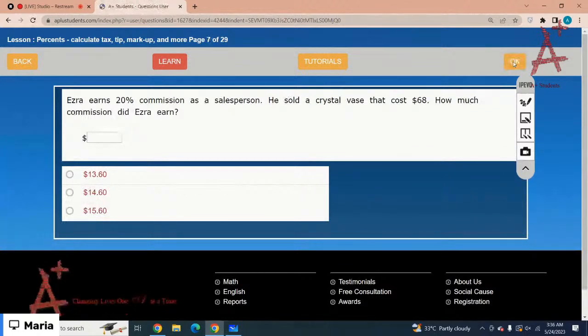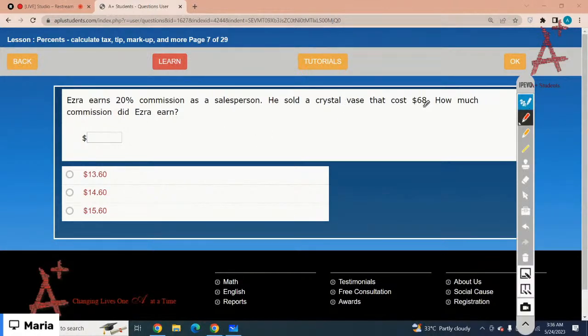Ezra earns 20% commission as a salesperson. He sold a crystal watch for $68. How much commission? So you have to calculate 20% of 68. It would be 13.60. That means the commission he gets on the watch is 13.60.